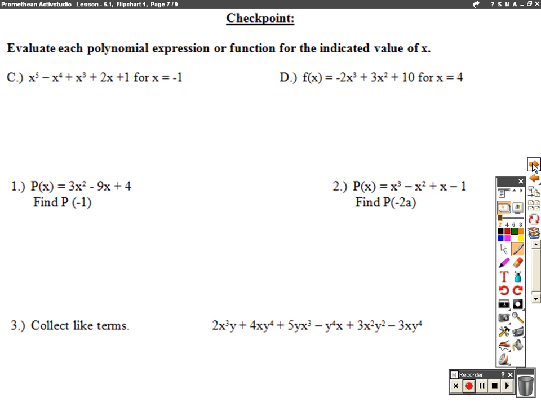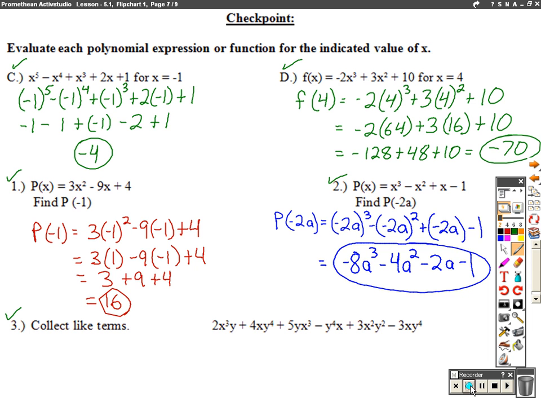Okay. Here you see I bounce around to different checkpoint problems. At this point you should pause the page and pause the video, work on C and D on this page and skip to the end and work on numbers 1, 2, and 3 of the checkpoints on the back page of section 5.1. Okay, there are the answers to the first 4. You can go and check your answers, and I'll talk over the last one here with you, number 3.